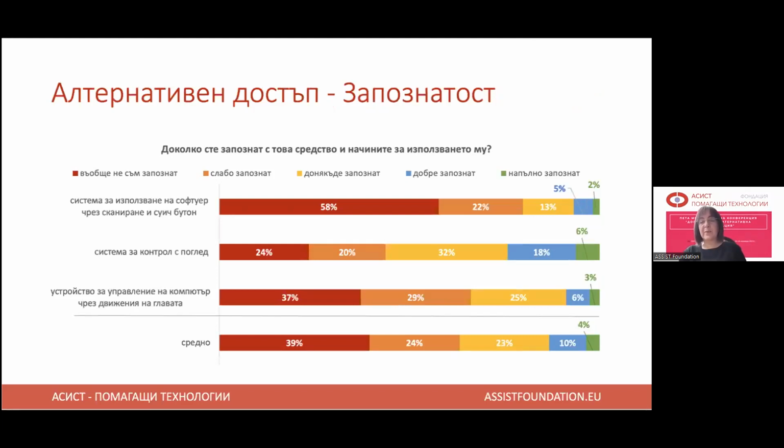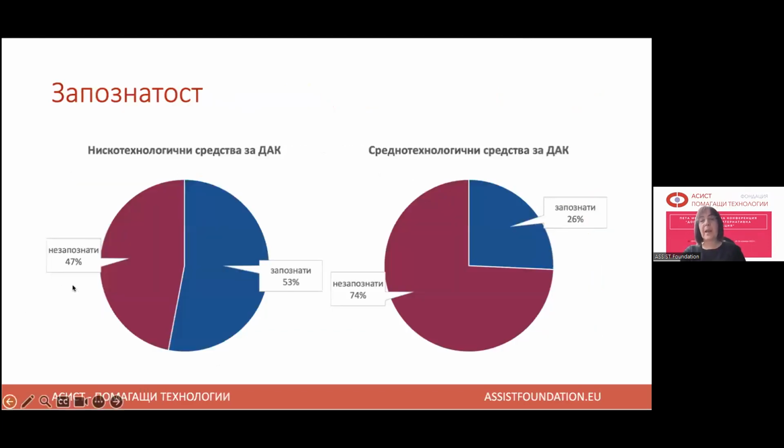And the last slide is as regards how well they know the alternative means to access a computer. 39% say they are not familiar with this at all. 24% are weakly aware, 23% are somewhat aware, 10% are well aware, and 4% are fully aware.